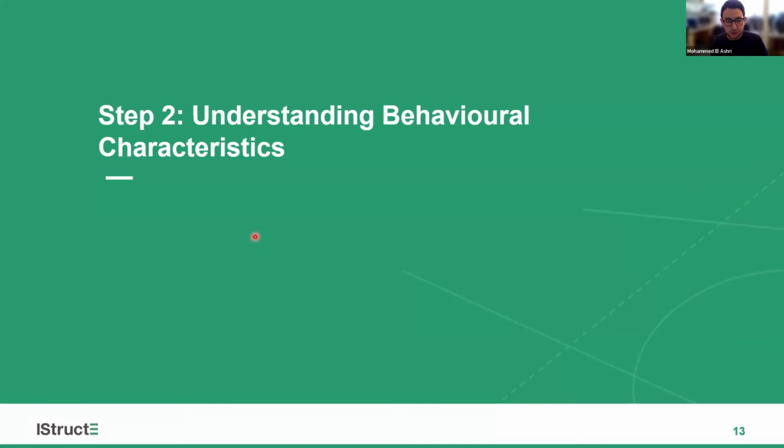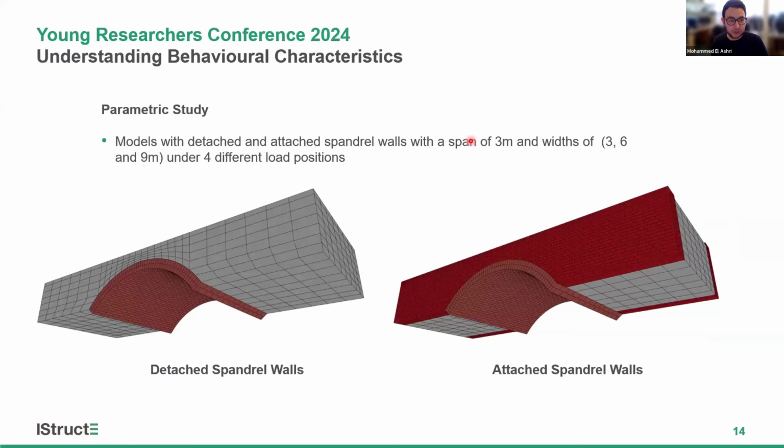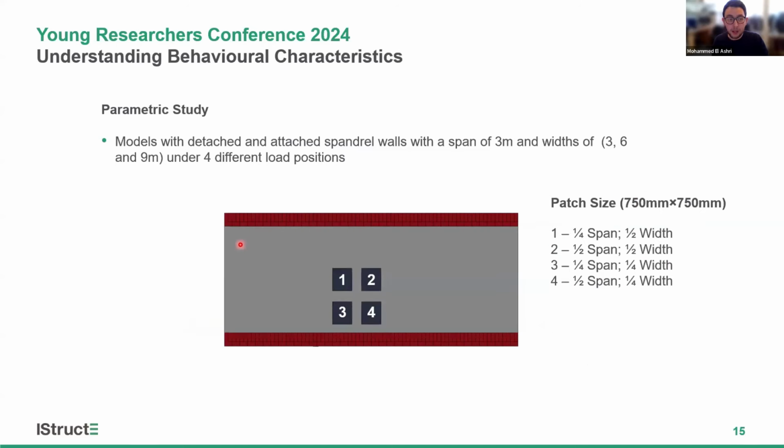Moving to the second step, which is understanding some characteristics of the behavior of masonry bridges. In this, we used a parametric study considering both detached and attached spandrel wall models. In the detached models, the main difference is that the spandrel walls are excluded from the model, but we are providing restraint in the longitudinal direction to ensure that the confining effect is provided. We considered four different load positions as highlighted here.